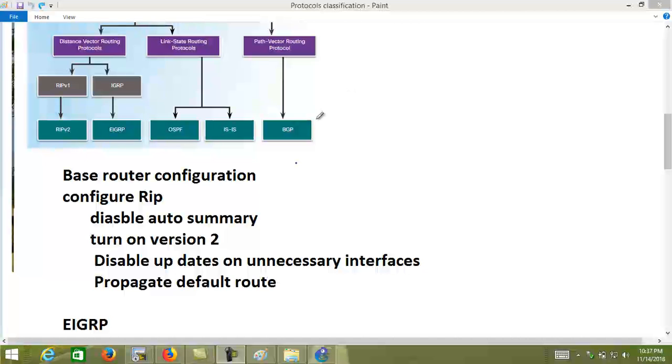I believe we all now know how to configure RIP. So in today's lesson, we are going to look at EIGRP, our second and final distance vector routing protocol. And I hope we understand what we mean by distance vector routing protocols compared to link state routing protocols.